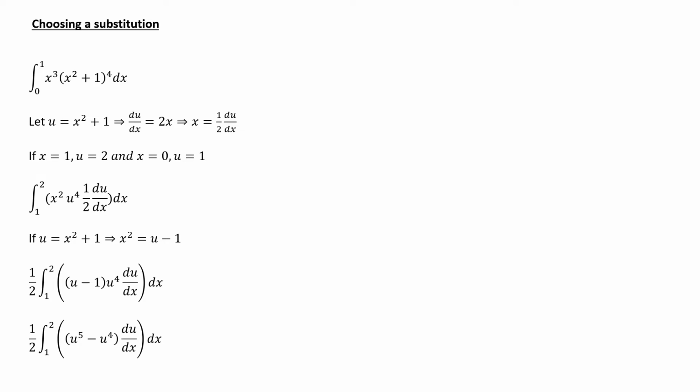With respect to x, my limits are still 2 and 1. I've got a half out in the front there. So fairly obviously the integral of u to the 5 is u to the 6 over 6, and the integral of u to the 4 is u to the 5 over 5. My limits are 2 and 1. It's a really easy piece of work to come on now. So remember what I said, that integration by substitution is to make the work easier.